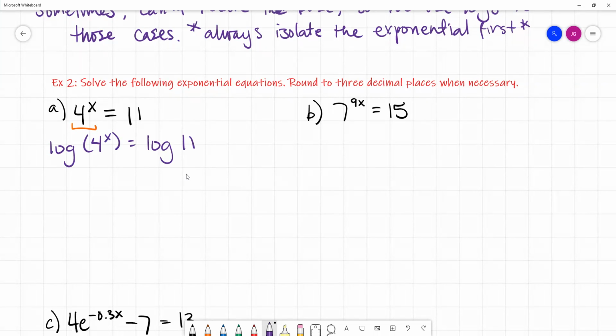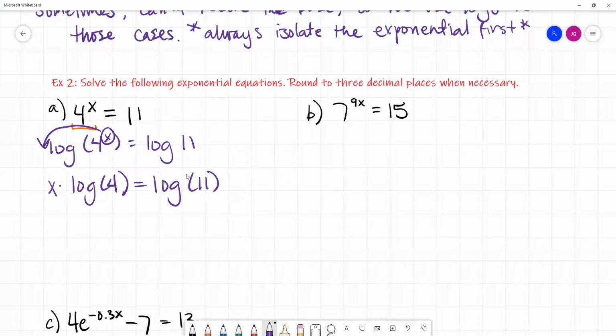Okay, so what can I do here now? Well, now I can use that property to bring down my x to the front. I get x times log of 4 is equal to log 11. Great. What does that mean for me? I can solve for x.